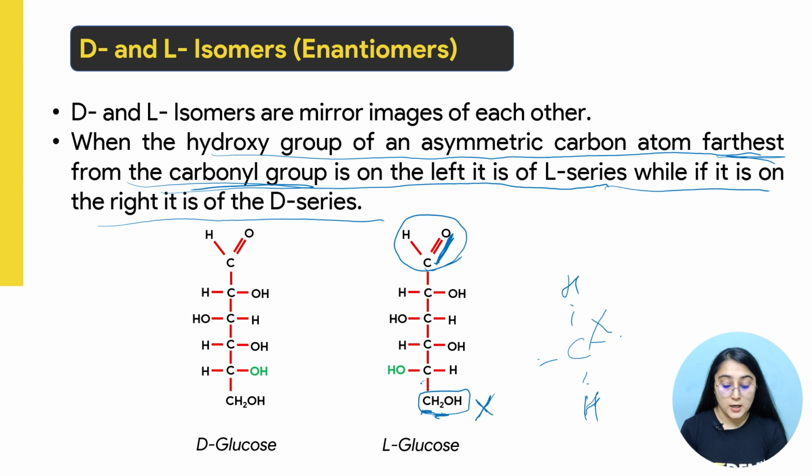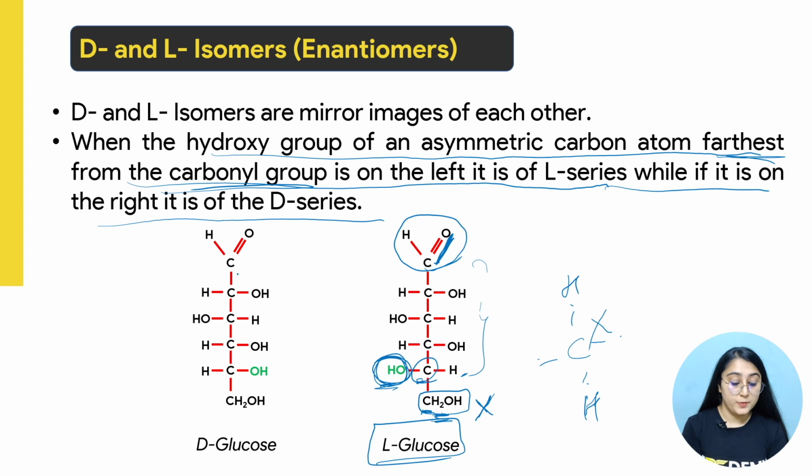So we look at this carbon. This carbon is farthest from the carbonyl group and is also asymmetric. It has H on one side, CH2OH on another side, OH on another side, and on the fourth side there is a different R group attached. If you look at the OH position of this carbon, which is asymmetric and also farthest from the carbonyl group, it is on the left side. Such a configuration is known as L-glucose.